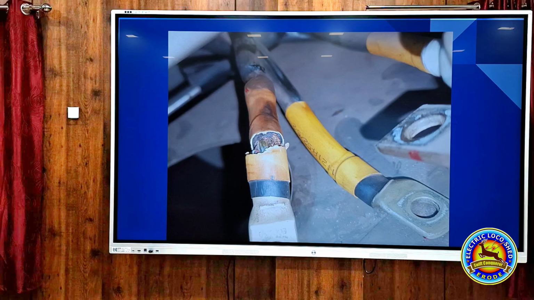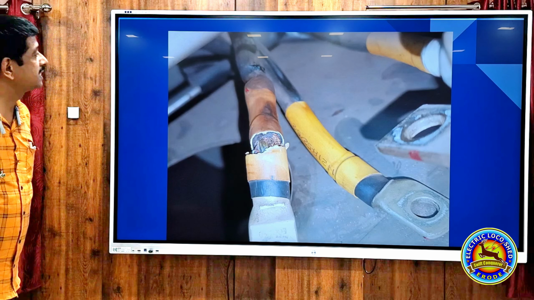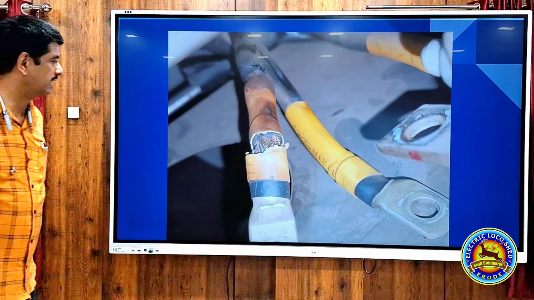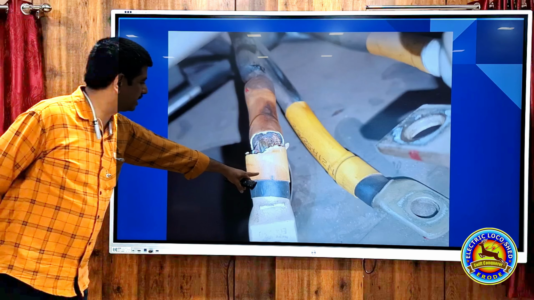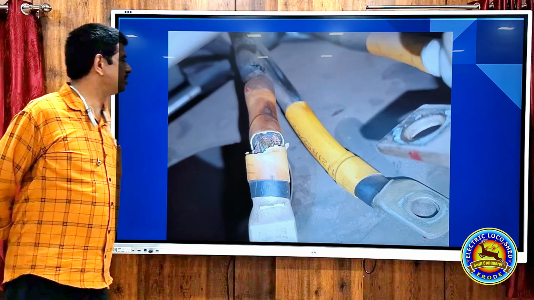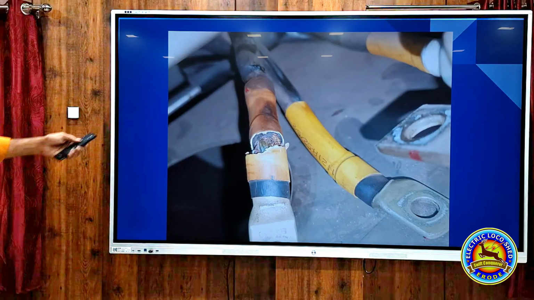This is a cable insulation failure due to excess current flowing or improper crimping. Here the crimped area is visible. Due to improper crimping, overheating occurred.